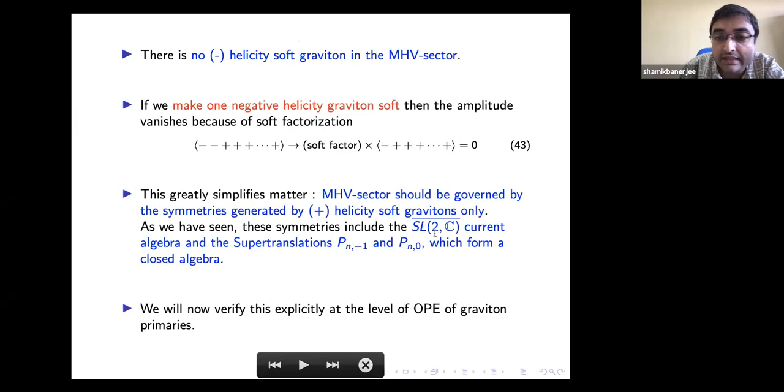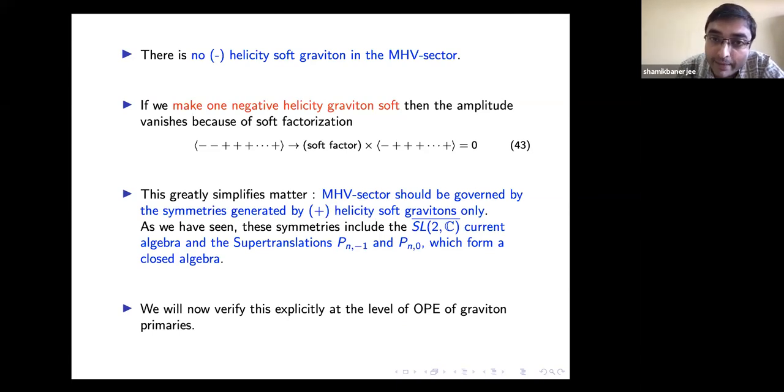So what I need is this SL2C bar current algebra and the super translations of these forms, which we know also form a closed algebra. From the asymptotic symmetry point of view, that's why the MHV amplitudes are simple: the symmetries simplify a lot because of this. This is particularly true in GR at tree level. If you take something else instead of GR, you will not get this.